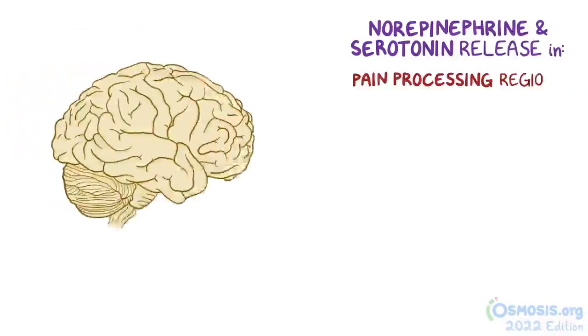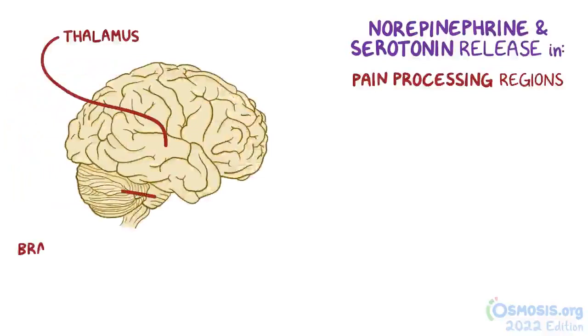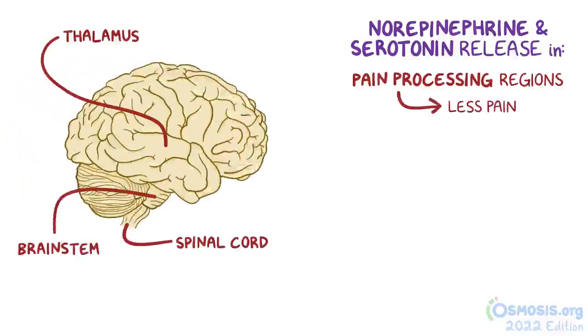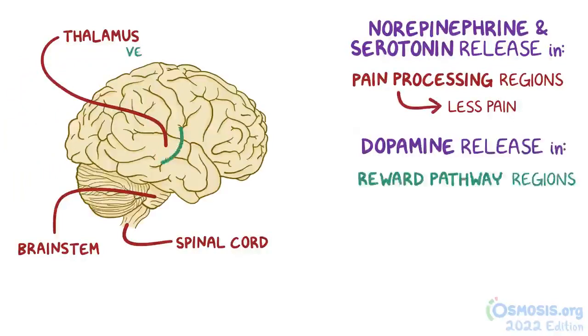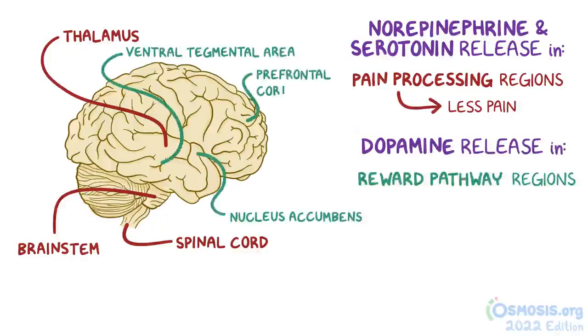Norepinephrine and serotonin release takes place in pain processing regions of the brain, like the thalamus, brainstem, and spinal cord, resulting in a decreased sensitivity to pain. When dopamine release takes place in reward pathway regions, like the ventral tegmental area, nucleus accumbens, and prefrontal cortex, the result is a calming sensation that feels really good.